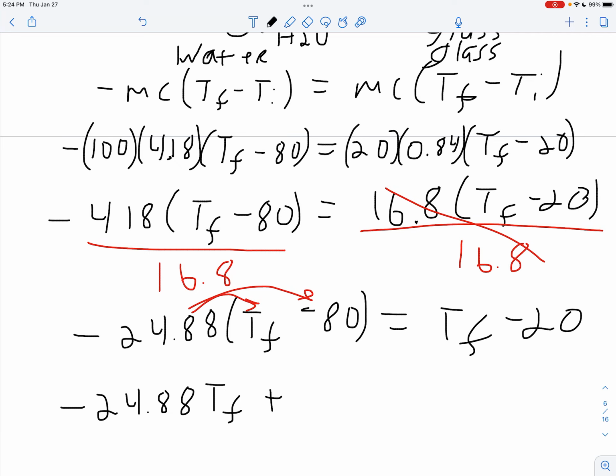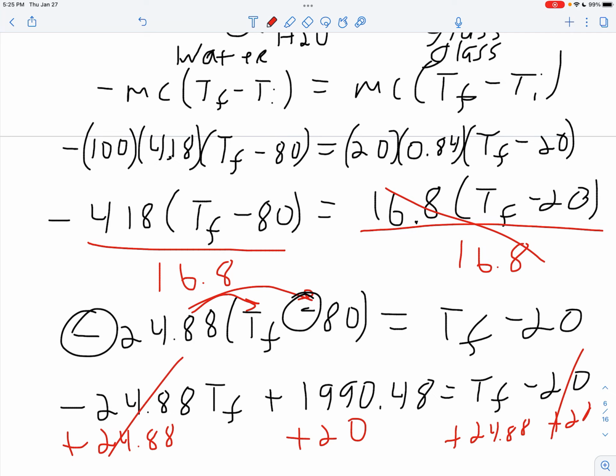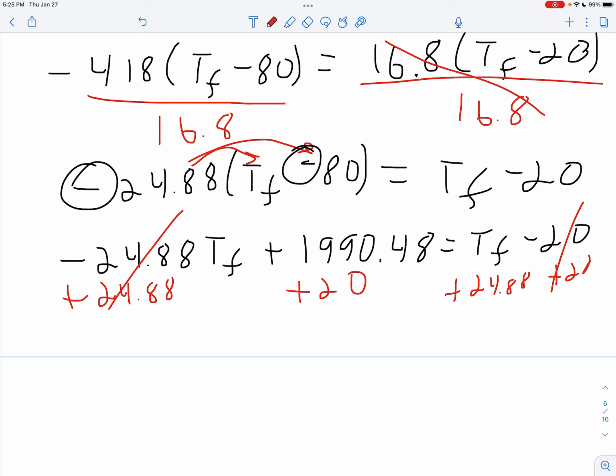TF. I have a negative over here and a negative here, so that's going to make a positive. And it's going to be positive 1990.48 equals TF minus 20. Okay, I'm going to get like terms together. So I'm going to add 24.88 TF to both sides. And I'm going to subtract 20 to both sides. Sorry, add 20 to both sides. So this is going to cancel. This is going to cancel.